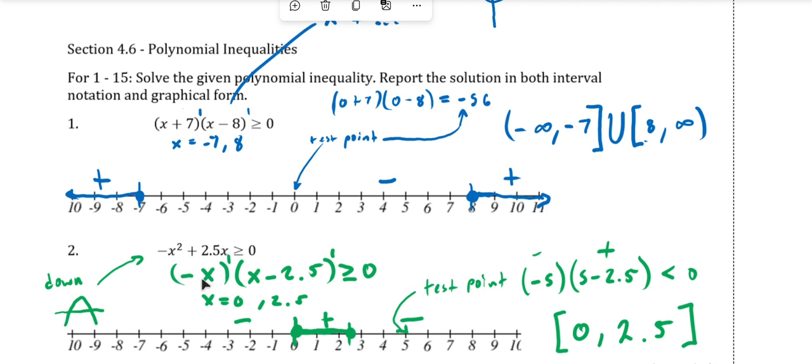And it has odd multiplicity on each one of these roots, so it changes sign after each root. We're looking for where it's positive, so I'm going to shade where the plus is. And that gives me the following interval.